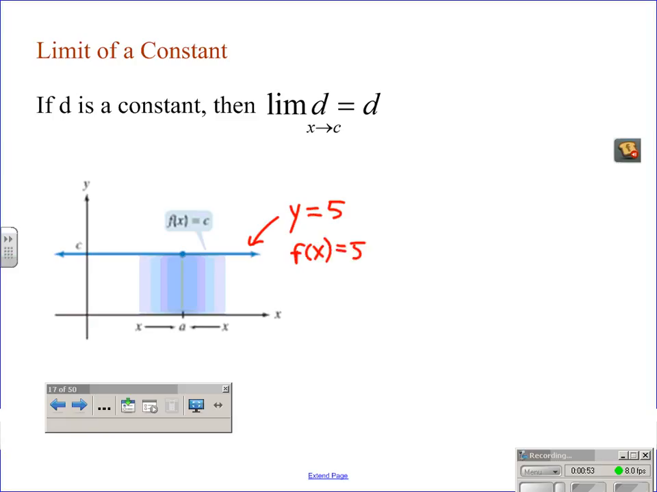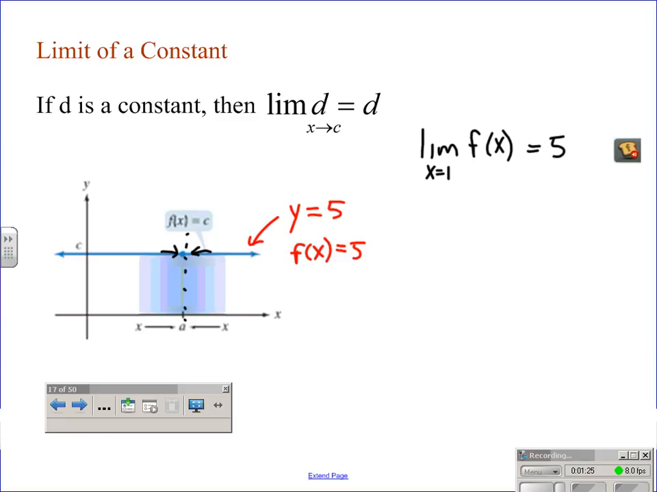Now, if we're finding the limit as x approaches some number c of that function, it's always going to be 5. So because it's always closing in, at this value your y value is always at 5. So let's look at a couple of examples. If you've got the limit as x approaches 1 of f of x, then that's just going to be 5.